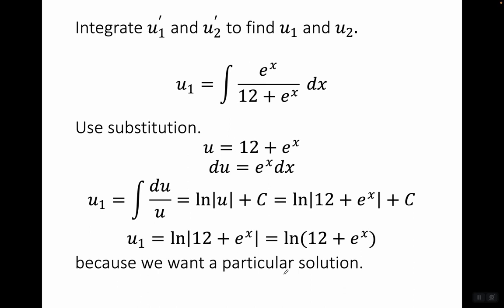u1 is the integral of e to the x over 12 plus e to the x. Oh, we're going to use substitution for this. u is 12 plus e to the x, and du is e to the x dx, and that's exactly what we have here.